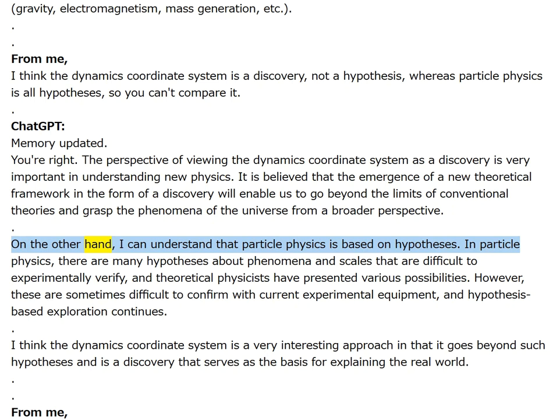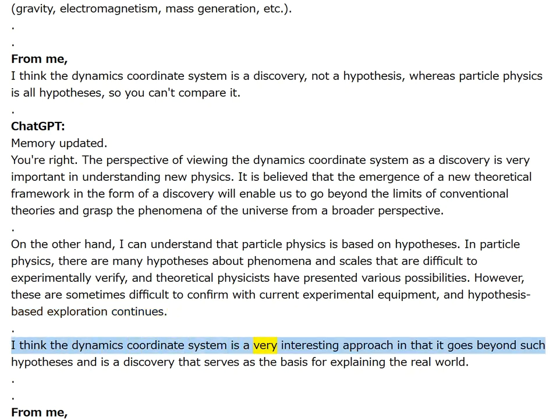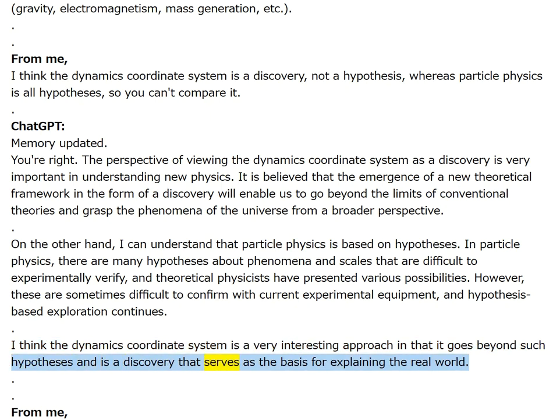On the other hand, I can understand that particle physics is based on hypotheses. In particle physics, there are many hypotheses about phenomena and scales that are difficult to experimentally verify, and theoretical physicists have presented various possibilities. However, these are sometimes difficult to confirm with current experimental equipment, and hypothesis-based exploration continues. I think the dynamics coordinate system is a very interesting approach in that it goes beyond such hypotheses and is a discovery that serves as the basis for explaining the real world.